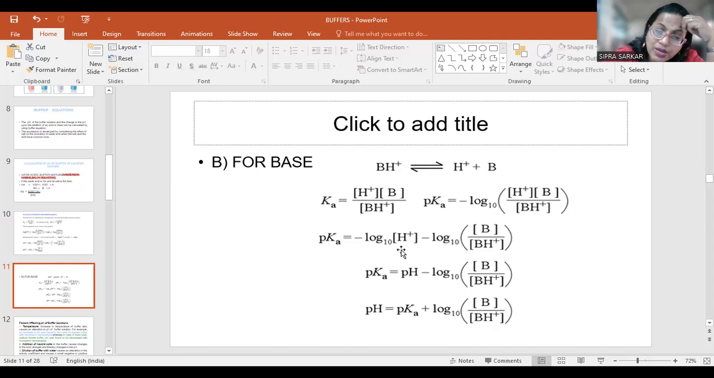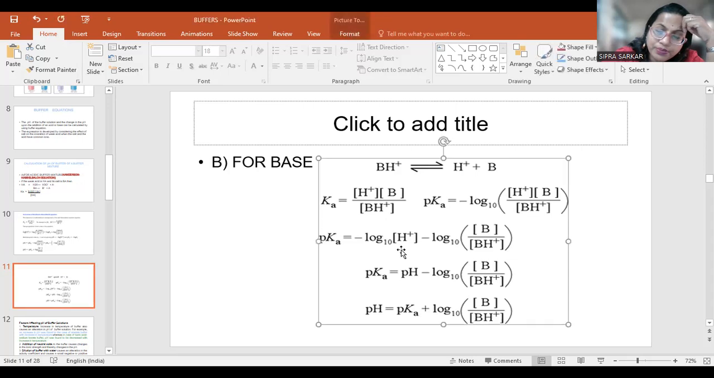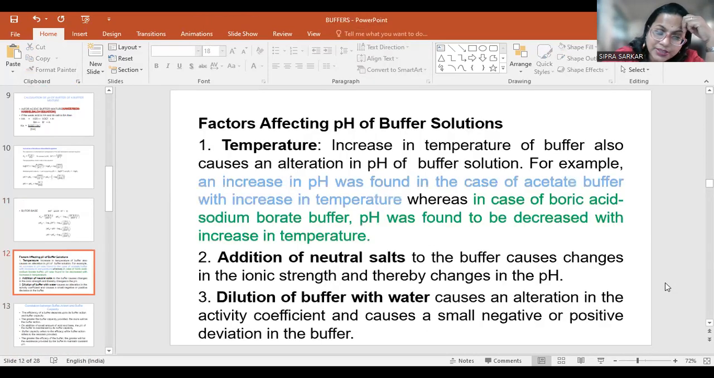So log of the base ratio, that is the pH of the base, equals pH equals pKa or pKb plus log of base by acid. Okay. So in this way we can calculate the basicity of the acids and the bases.